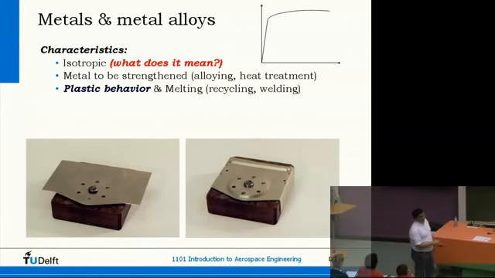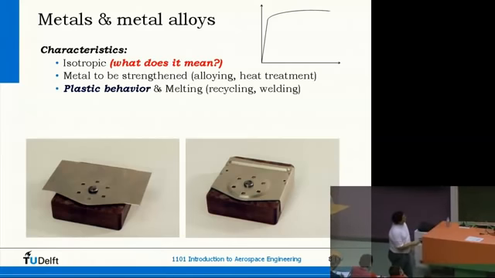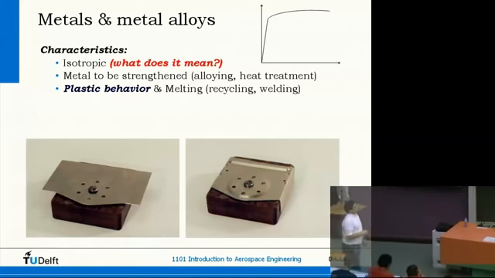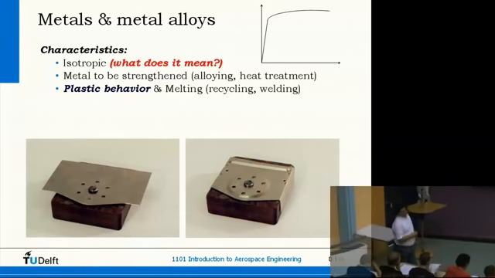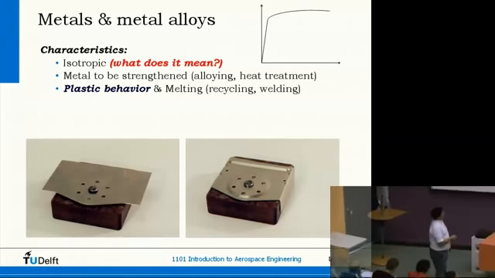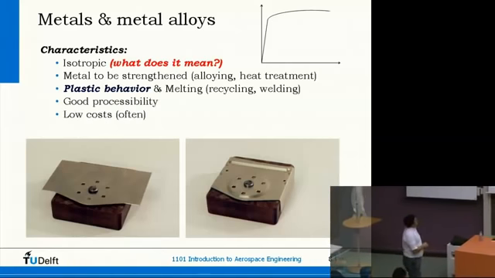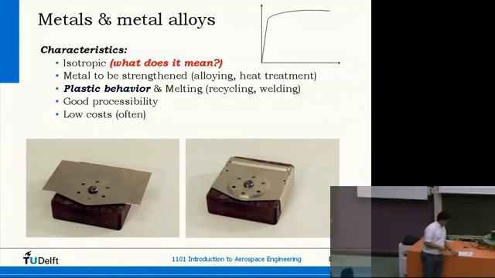And then, last time we said, we operate our aircraft in the elastic area. Please don't go into the plastic area because then you have a lot of trouble with flying around. But manufacturing is done in this part. So what you see here is related to the plastic area. Metals can also be melted, can be made fluid. And it also has some impact on, for instance, recycling, welding, casting. Good processability and often low cost. Not all metals are cheap, but a lot of them are cheap.